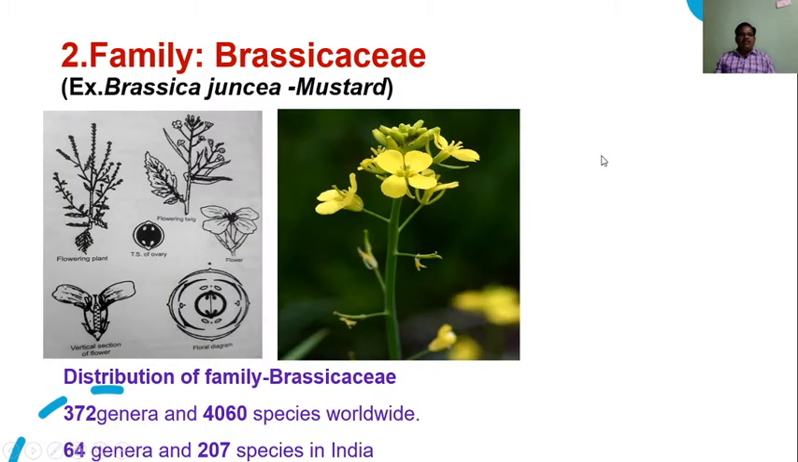Family Brassicaceae, and a member of this family is Brassica juncea, that is the mustard, an example of this family. When we observe this plant, the leaves are comparatively very large and have reticulate venation. The inflorescence is racemose, particularly a raceme, that is, older flowers are present at the base.